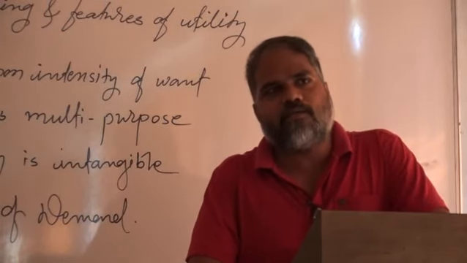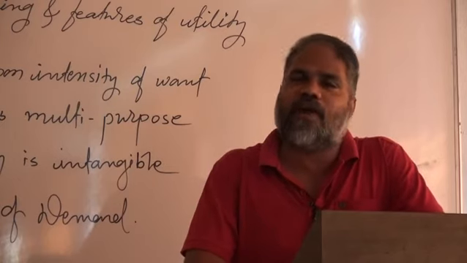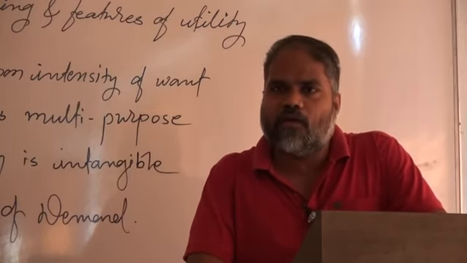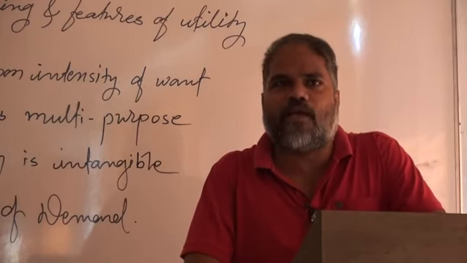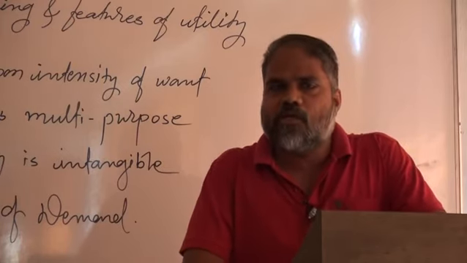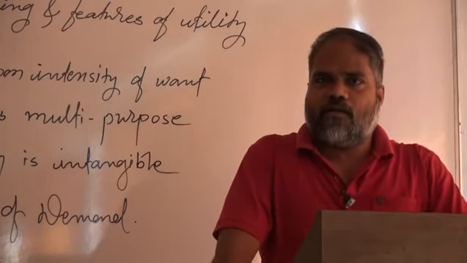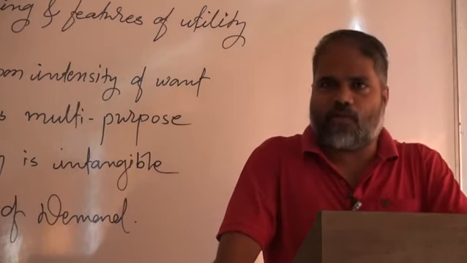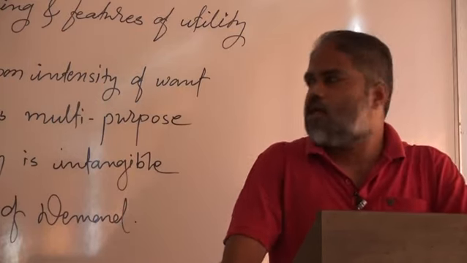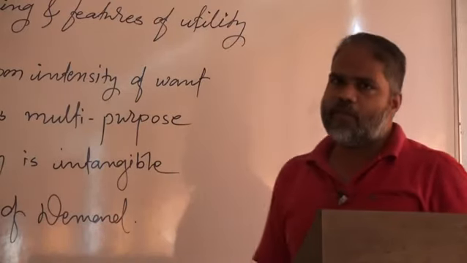Drunkards demand alcohol because drunkards find utility in alcohol. Students demand books, notebooks, and pens because they find utility in all these products. So in short, utility is the basis of demand. We demand a product because we find utility in the product. So these are the 11 main features of utility.